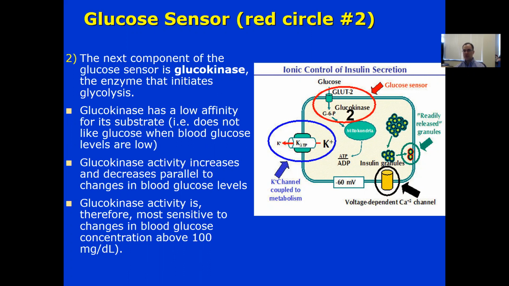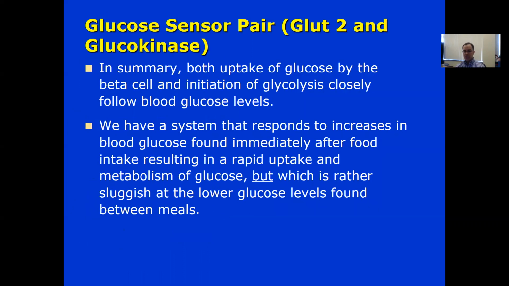It's only when glucose levels rise post-meal that they're going to be activated and start the process of insulin release. And it makes sense, because you wouldn't want insulin to be released when your blood sugar is already low, because that's only going to drive your glucose levels even lower. So both uptake of glucose by the beta cell and initiation of glycolysis closely follow blood glucose levels. They respond to increases in blood glucose found immediately after food intake, resulting in rapid uptake and metabolism of glucose, but which is rather sluggish at the lower glucose levels found between meals.